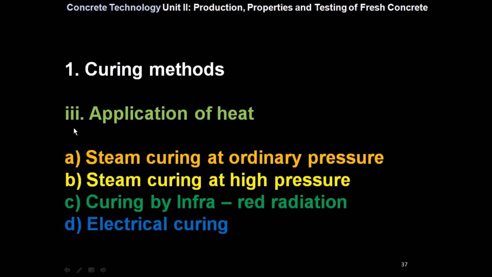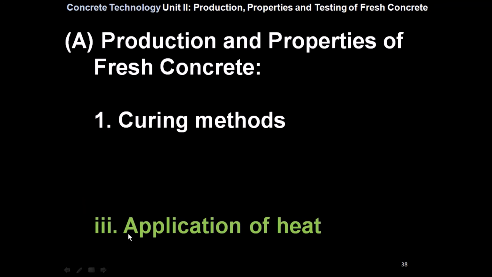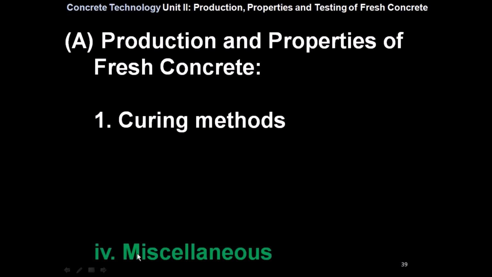So we have seen the four methods in application of heat. First we have seen steam curing at ordinary pressure, second steam curing at high pressure, third curing by infrared radiation, and fourth electrical curing. So we have seen the third method of curing, that is application of the heat. Now the fourth method, we will see the miscellaneous curing methods.